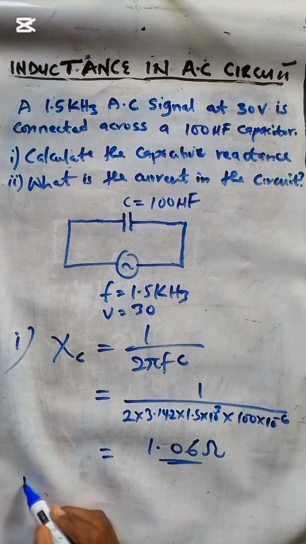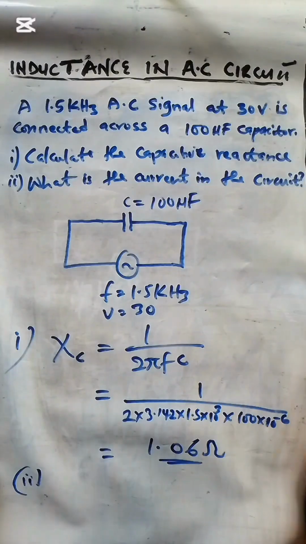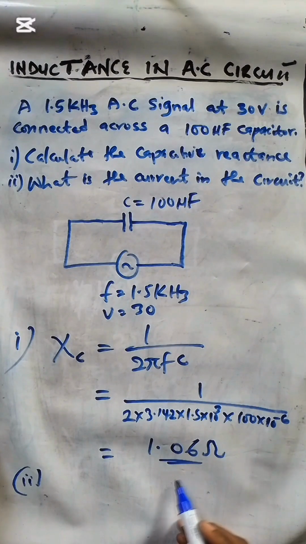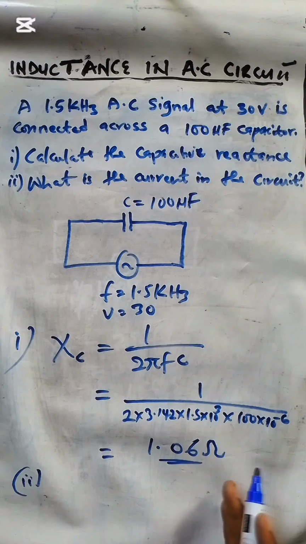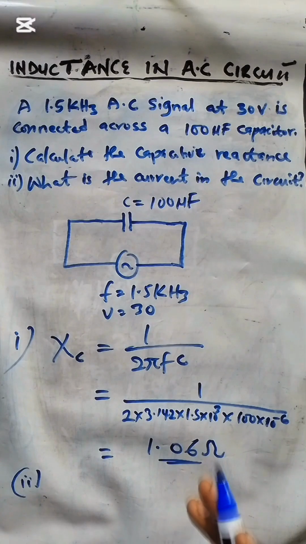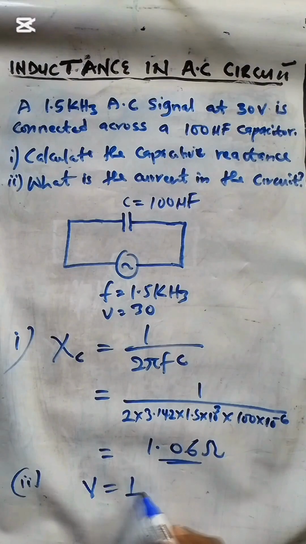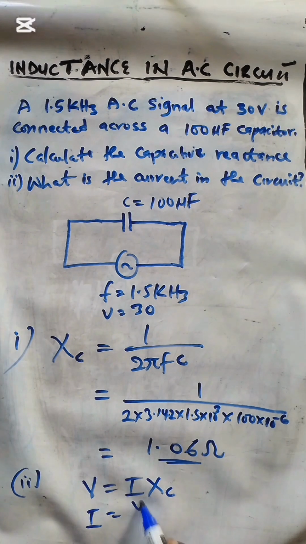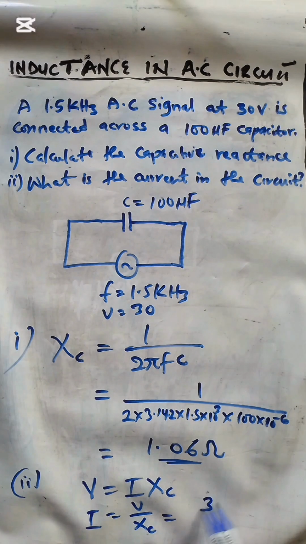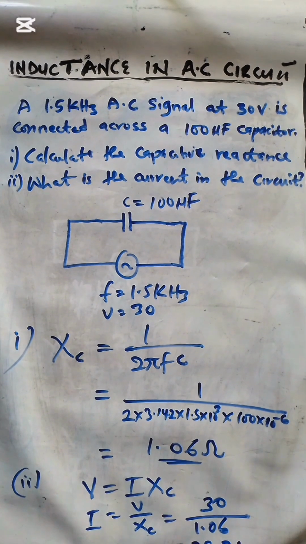While the second part: what is the current in the circuit? Now we have calculated our capacitive reactance. That is your resistance, the resistance offered by the capacitor. We can now calculate our current using that idea. V is equal to current multiplied by our capacitive reactance. So our current in this case will be V divided by capacitive reactance. Our V from the question is 30 volts, divided by what we have calculated there, 1.06, and that will give us 28.3 amperes.